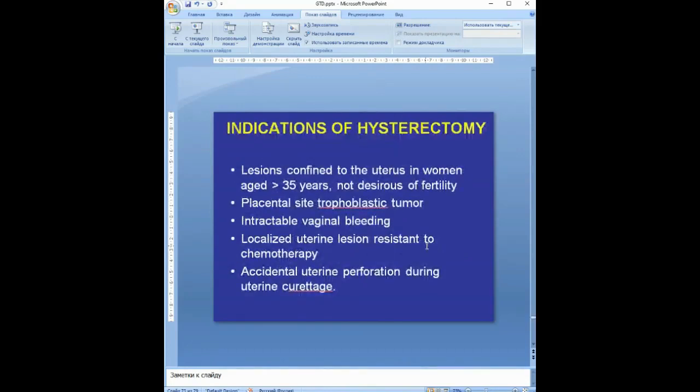Indications for hysterectomy, a very important item. Lesions confined to the uterus in women aged more than 35 years, not desiring fertility. Placental site trophoblastic tumor, which is resistant to chemotherapy. Intractable vaginal bleeding. Localized uterine lesion resistant to chemotherapy. Accidental uterine perforation during uterine curettage.